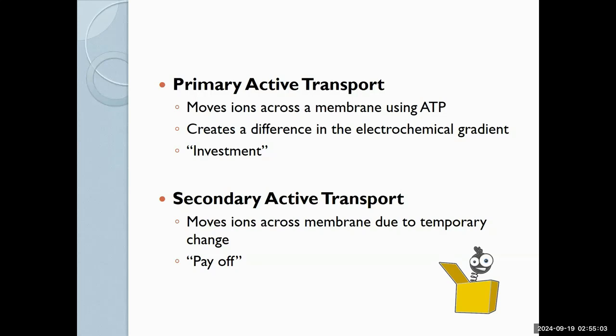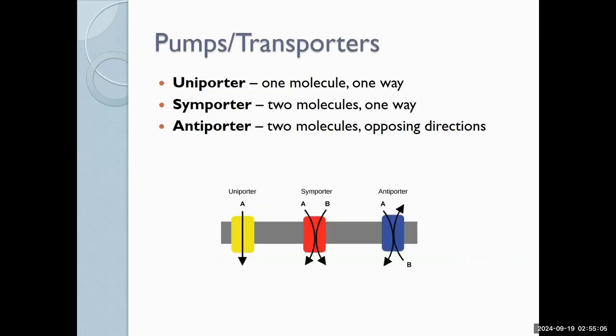Active transport needs transport molecules to move these things against the gradient. These transporters are described as uniporters, symporters, or antiporters, depending upon what they can move and what direction. Know the difference between them.